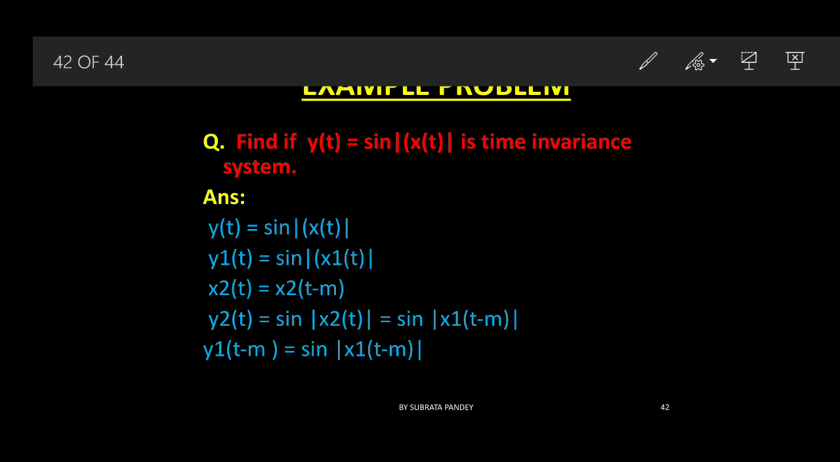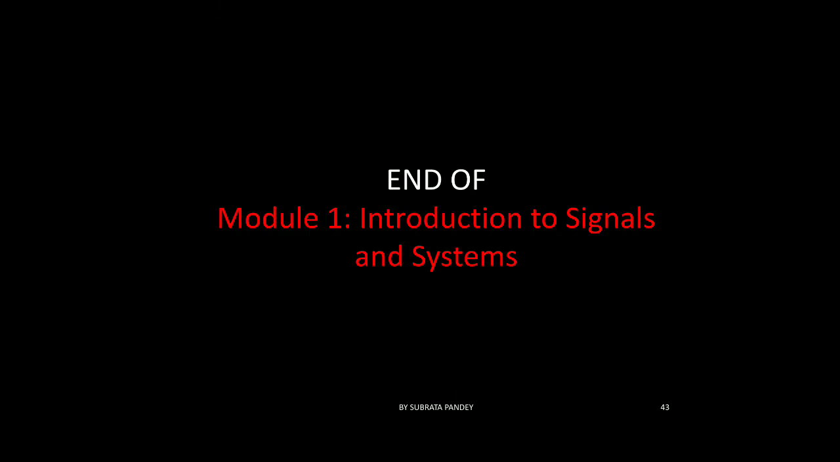And if we give y1 of t minus m, we see the value is sine x1 of t minus m. So with a change in input, we have delayed the system by m time, and the output is delayed by m time as well. So it is a time invariant system. With this we end module 1, introduction to signal system. Thank you.